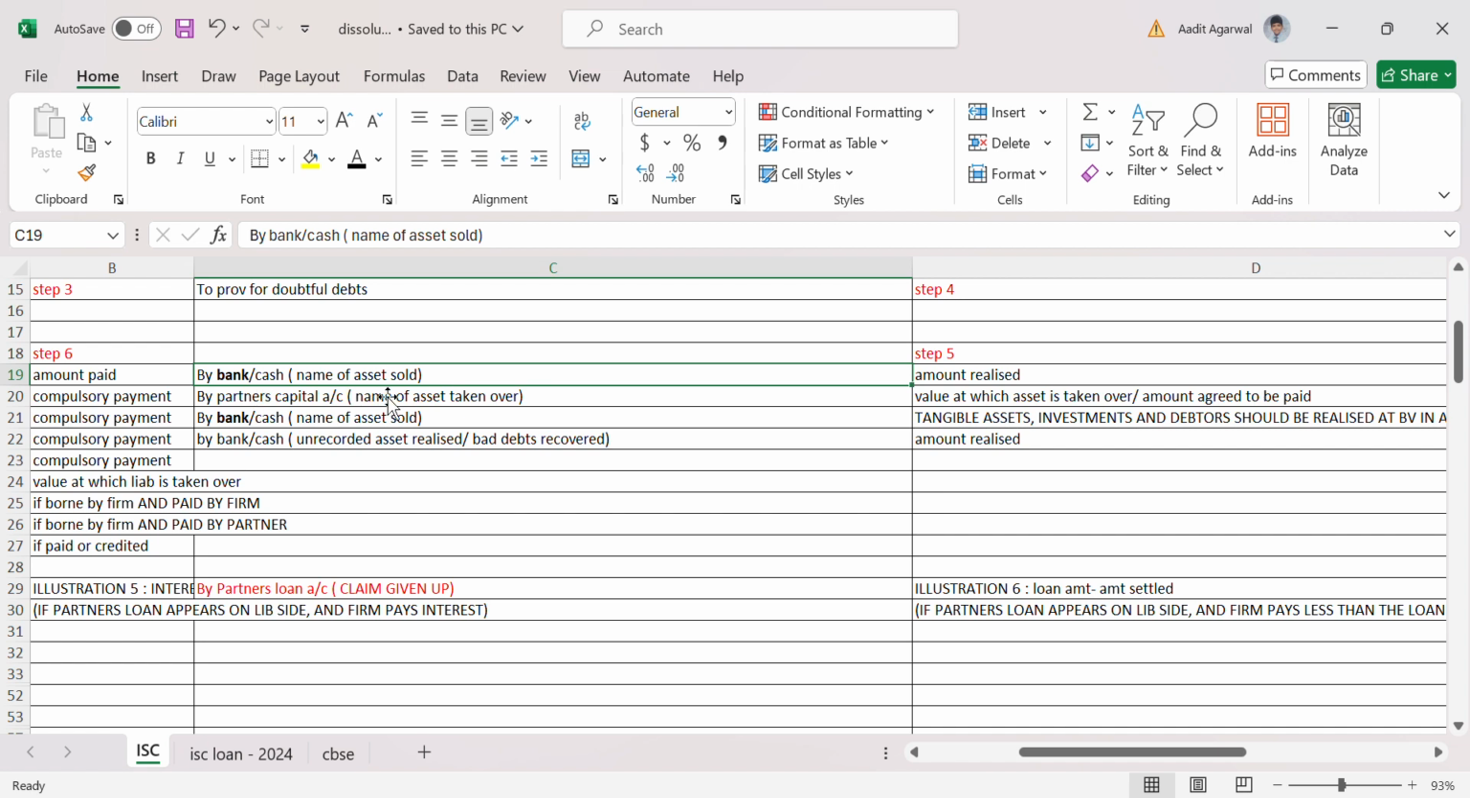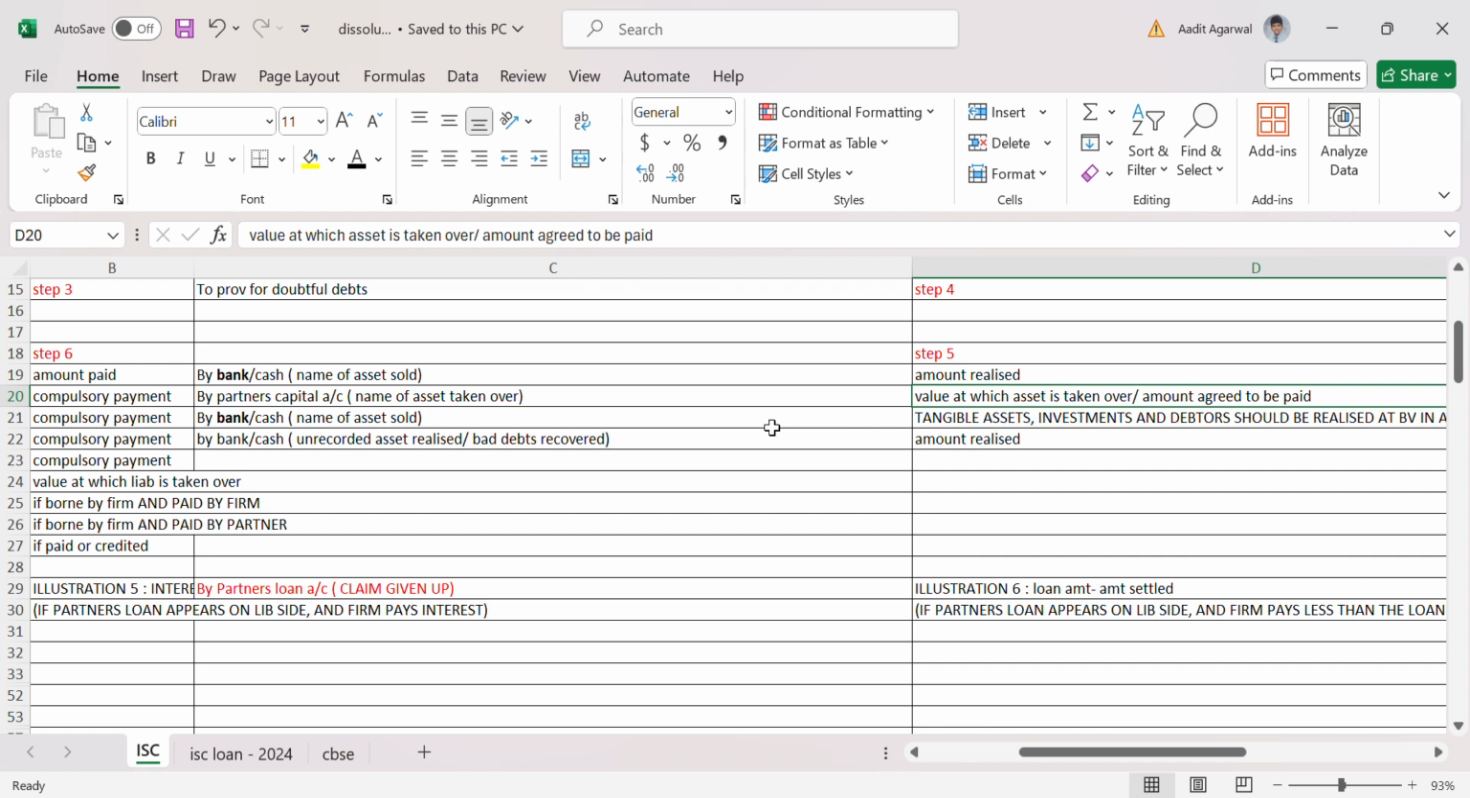And I will write the name of the asset sold and whatever amount I have realized by selling that asset. Sometimes the asset is taken over by the partner, so I will write the partner's capital account always, not the current account. It's always the capital account. Again, write the name of the asset in brackets and whatever amount he has agreed to pay for the asset, we will record it here.